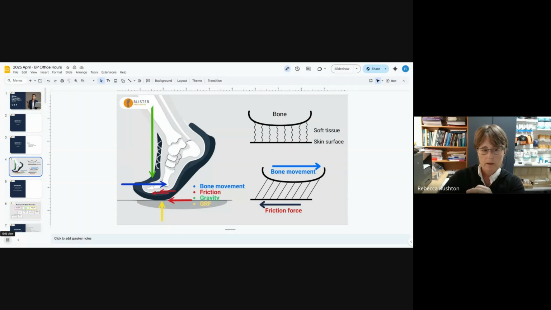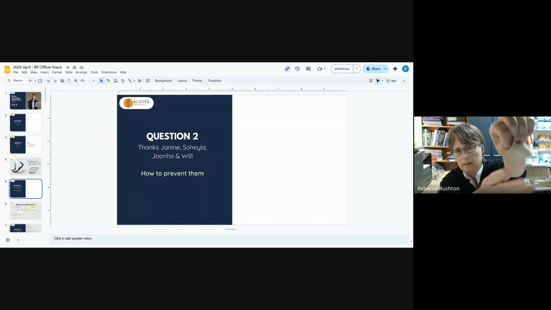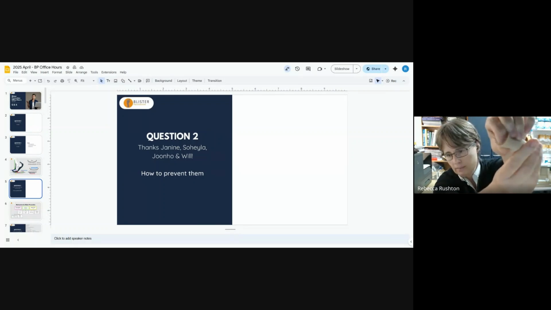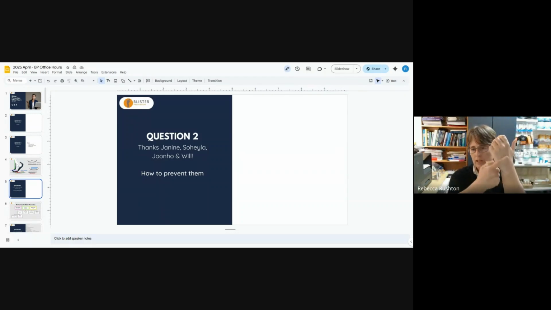Two really effective ways, and we're getting into this next question from Janine, Sohaila, Juno and Will about how to prevent them. Two really effective ways of preventing blisters. One, gel toe sleeves or caps. Now, see this here? That is essentially the gel undergoing shear. Now, if the gel is undergoing shear, then there's less shear left to happen in the skin. So gel toe protectors are fabulous at preventing blisters. It absorbs shear.